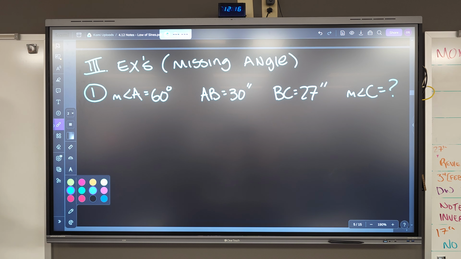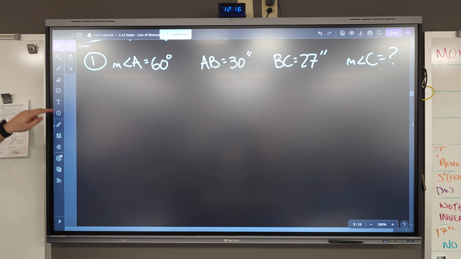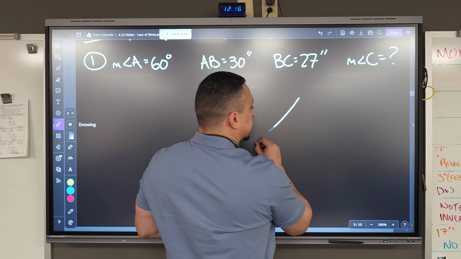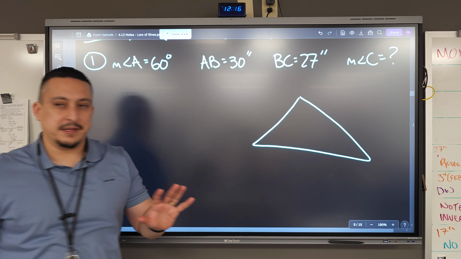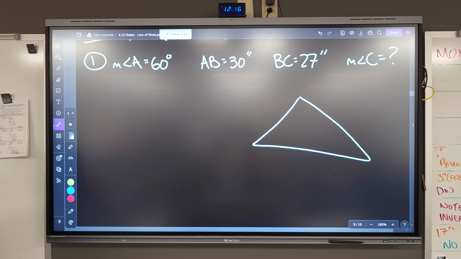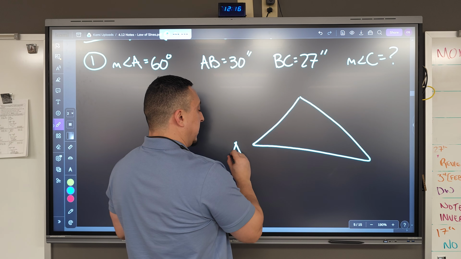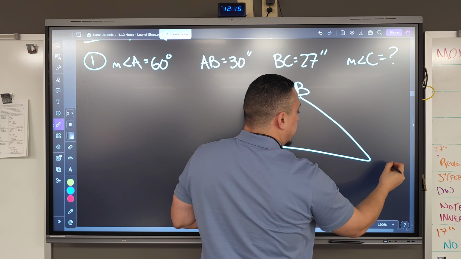So that's one difference. They don't give us the picture of the triangle. Okay, so we don't know exactly what it looks like. So we're just going to draw a triangle. Don't get caught up either in what the triangle should look like. It doesn't matter. It's the labeling that matters. So A, B, C.